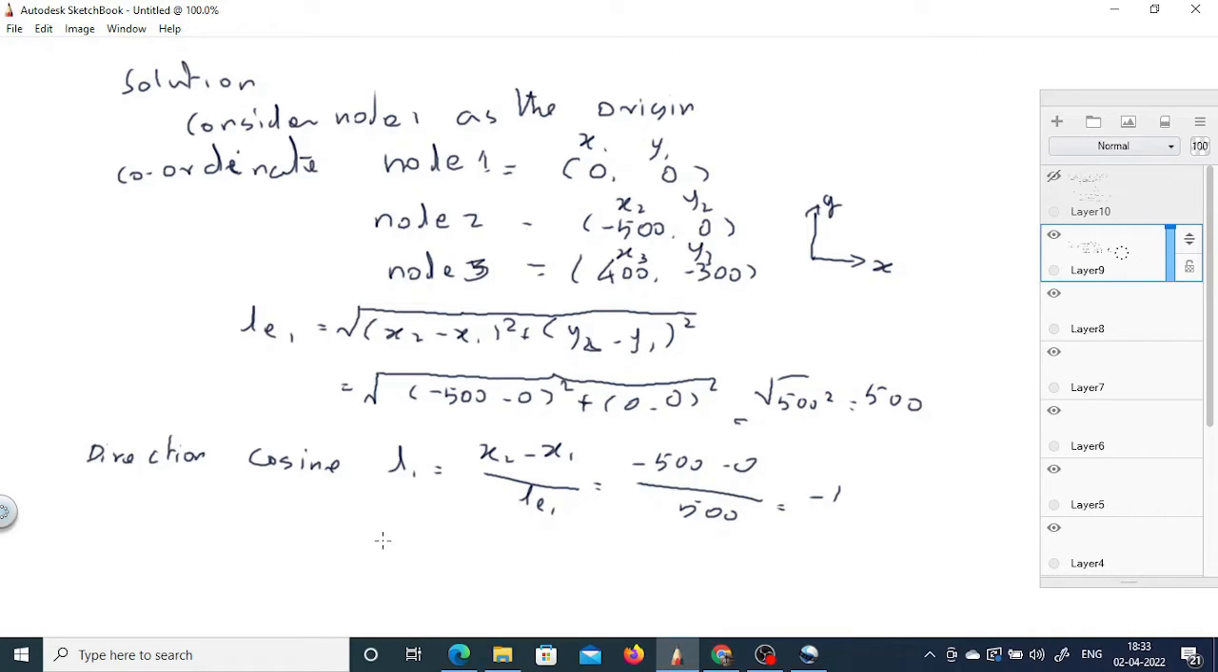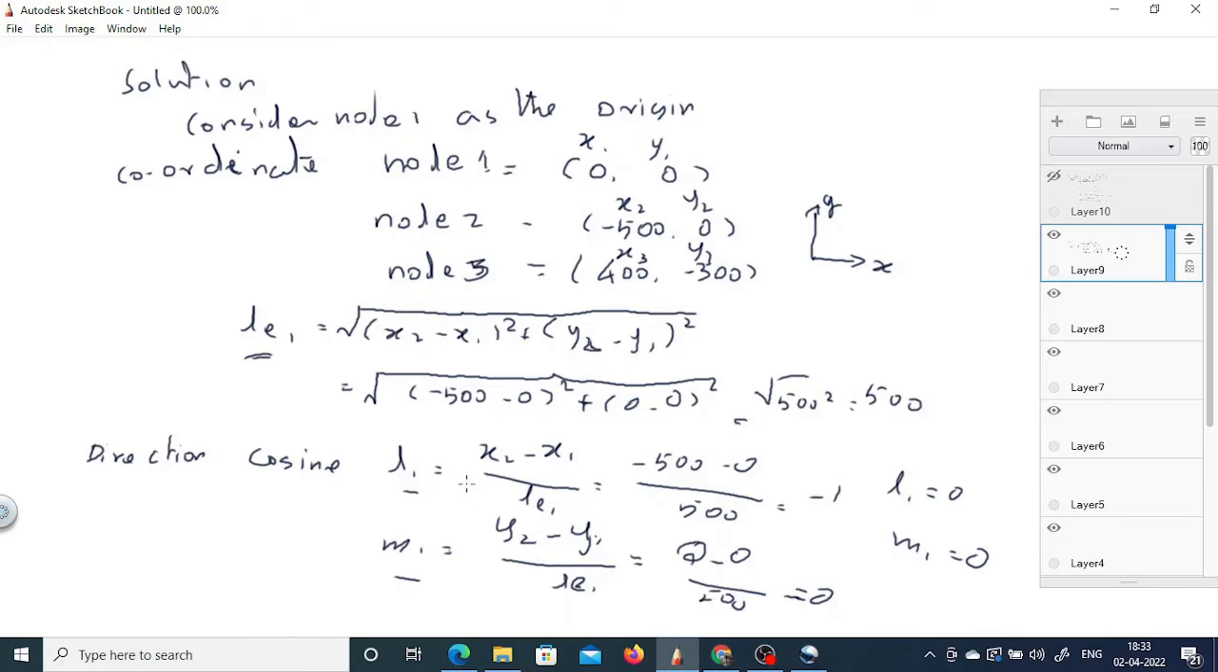And then what is the other direction cosine? M1. How do I identify M1? M1 can be identified from the y value, so y2 minus y1 divided by LE1. What is y2? Just 0 minus 0 divided by LE1, 500, which is 0. So direction cosine L1 is equal to minus 1 and M1 is equal to 0. According to these formulas, we can identify the LE1 value and the L1 and M1 values of element 1.